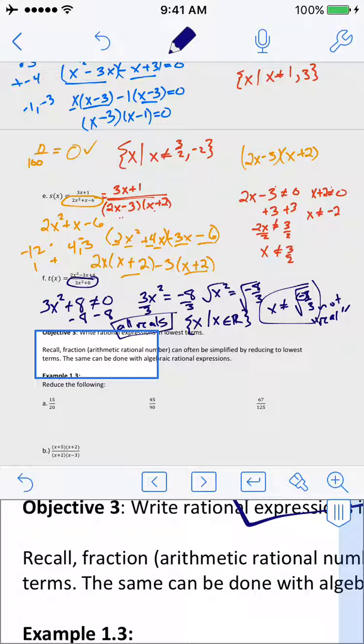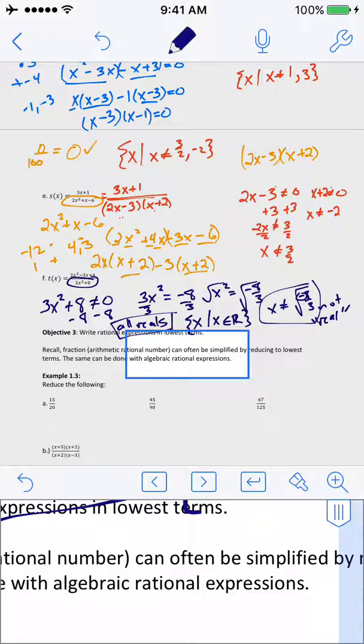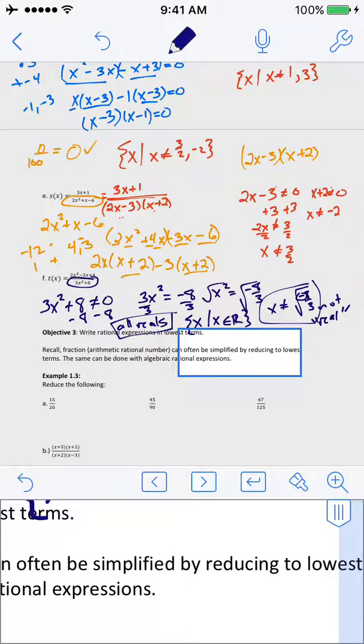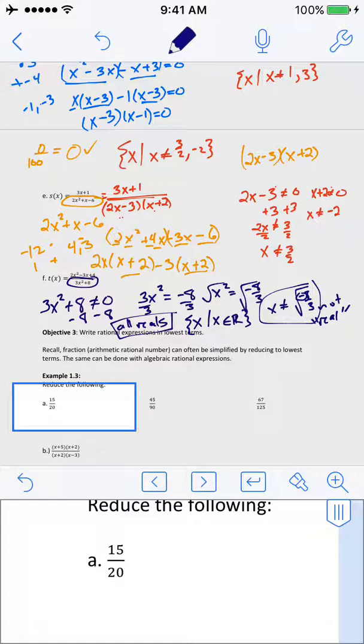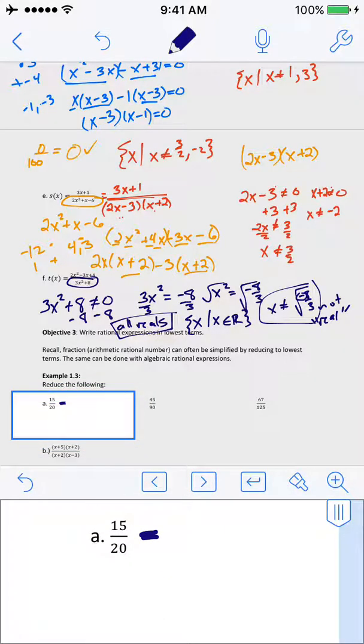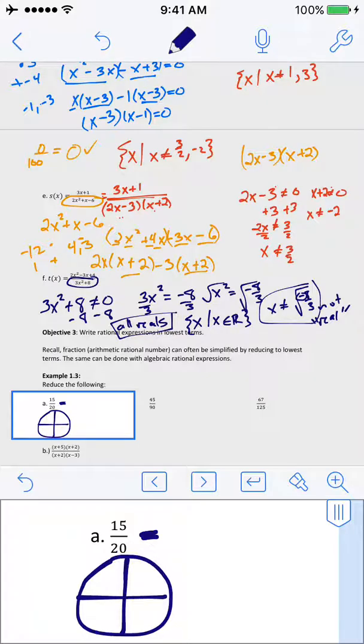Alright, recall, fractions are just numbers that can be simplified by reducing to lowest terms, right? So if you have things like 15/20ths, well, you can reduce this. That's the same thing as having a pie. So you've got this pie, right? And you've got 20 different slices. Let's see, that's 4, 1, 2, 3, 4, 5, 1, 2, 3, 4, 5, 1, 2, 3, 4, 5, right? And you've got 15 of them, right? Here's 15. You've got the same thing as 3/4, right?